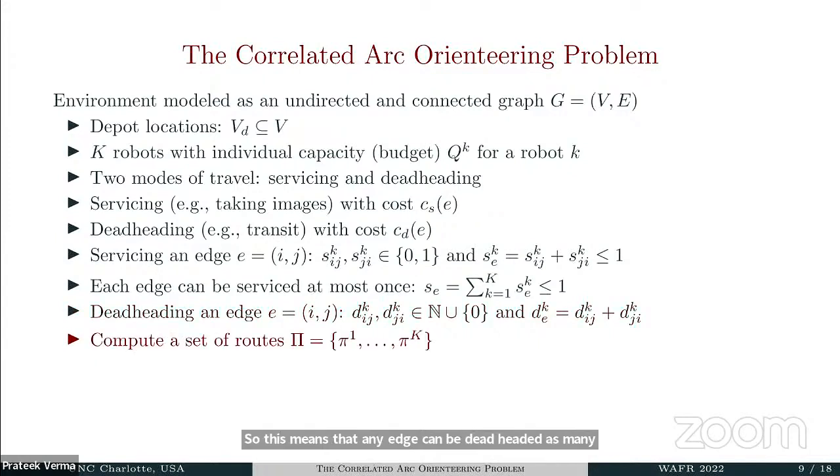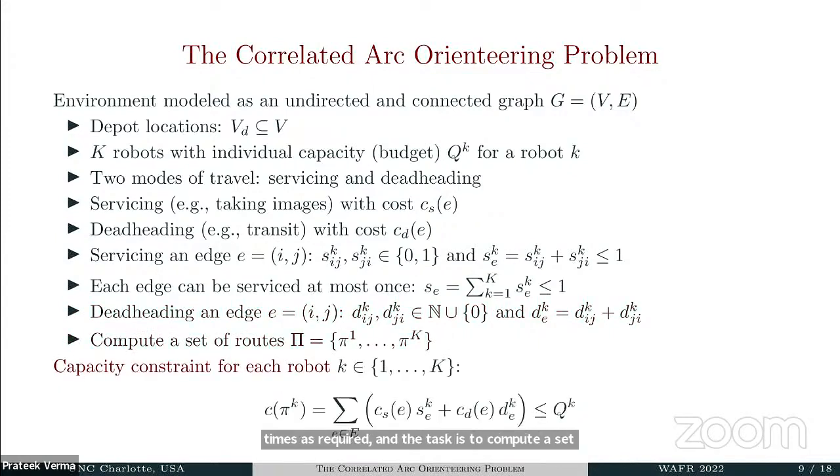And the task is to compute a set of routes. So now we can formulate the capacity constraints for the robot. So the total cost of a route is given by the summation of the service cost plus the deadheading cost for the edges that are being traversed in the route.